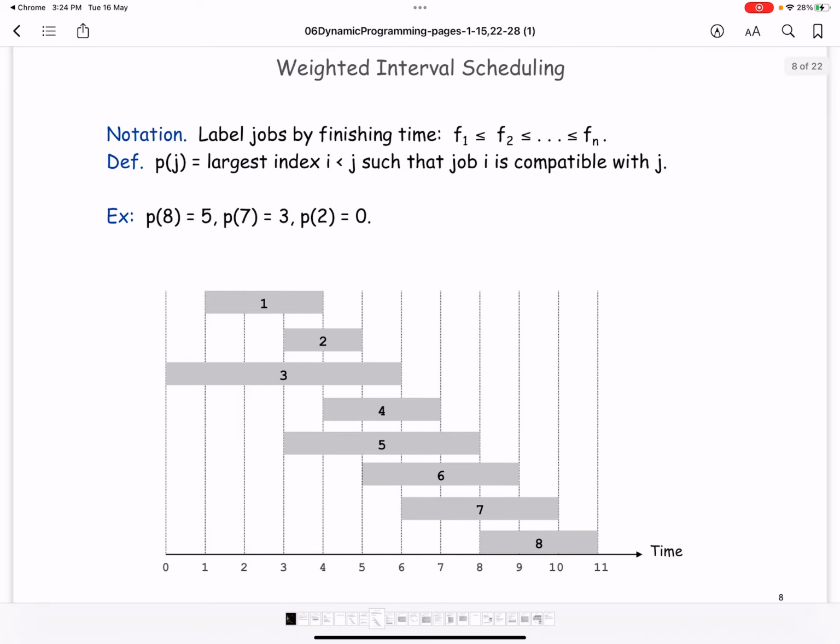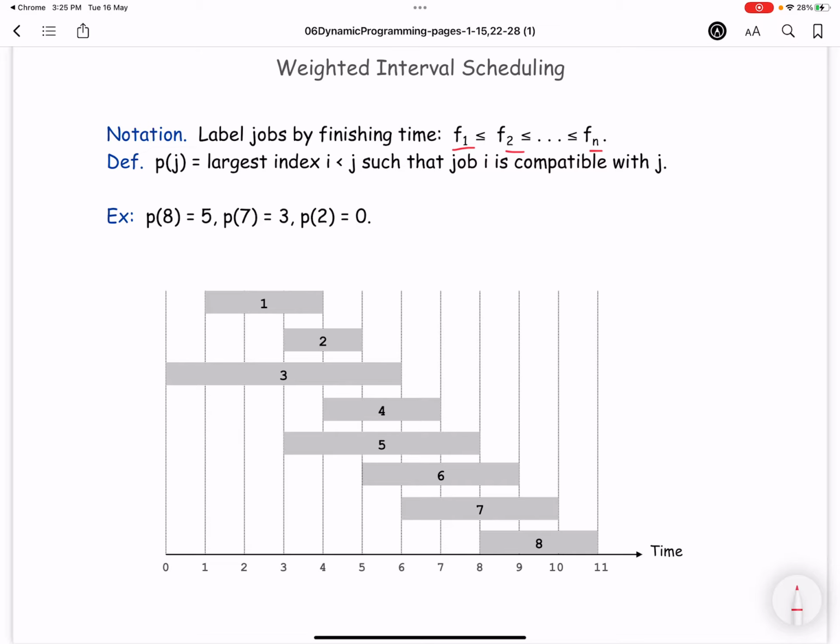Now, how to solve weighted interval scheduling? We will use, for sure, dynamic programming. Before the dynamic programming, let us define some notation. First, we want to order the jobs based on the finishing time. Sometimes I say interval, sometimes job. If this interval finishes first, we will number it with the number 1. Then the next one that finishes next is 2, 3, 4, 5, 6, and so on. So this is the numbering I will use based on the finishing time of the jobs.